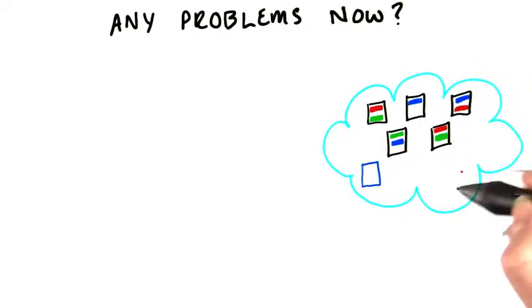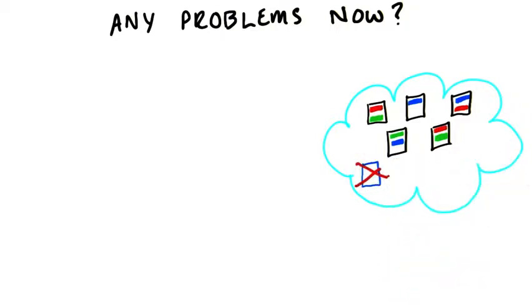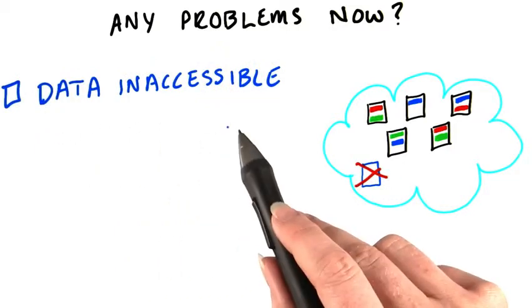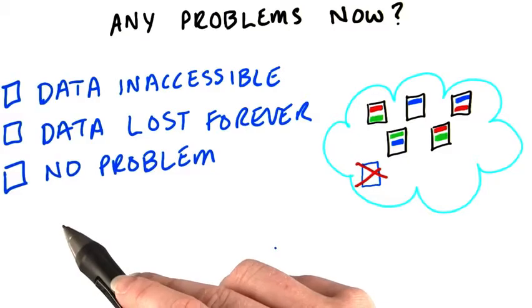But there's another obvious single point of failure here. What happens if the name node has a hardware problem? Might the data be inaccessible? Or is the data in HDFS lost forever? Or is everything fine and there's no problem?